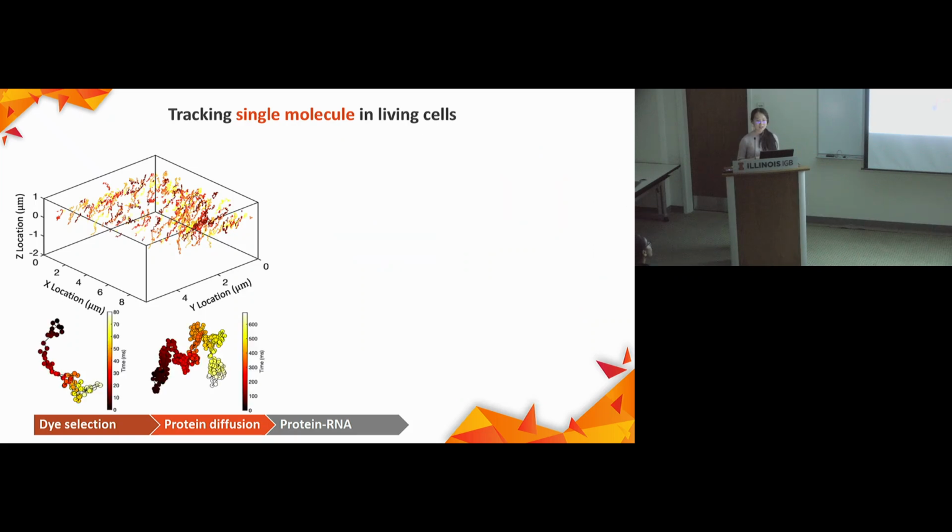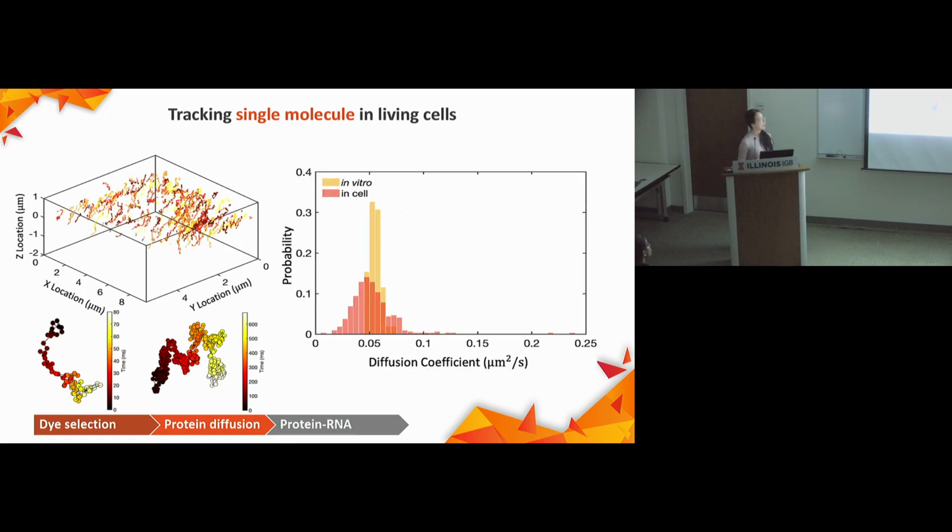So let's take a look at the diffusion coefficient distribution. Comparing the in vitro to the in cell, we're seeing a sharp peak in vitro and a broader peak in cell. That's because the cell is a complex system, so the molecules will have a broader diffusion coefficient distribution. And we can also look at individual molecules.